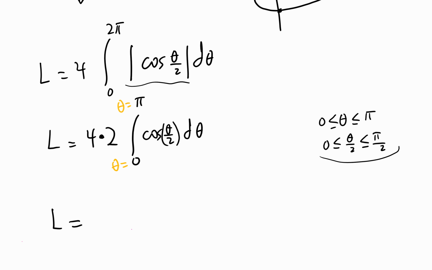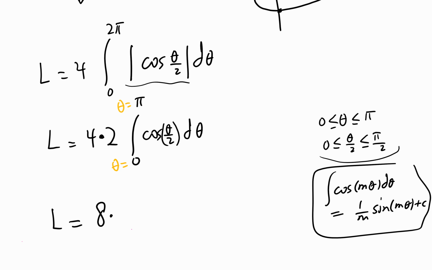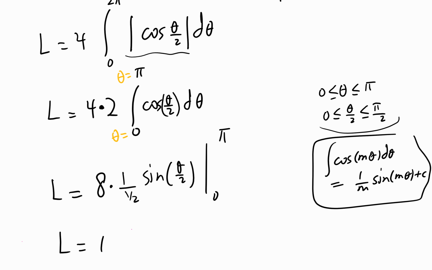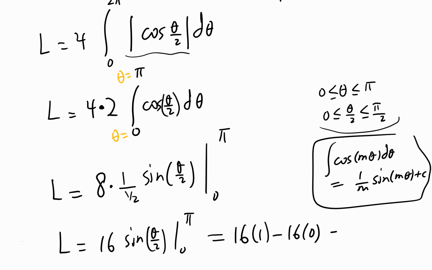Now we have 8 times, remember the shortcut for the integral of cosine m theta d theta. It's 1 over m sine m theta plus c. So here we do 1 over the half, sine theta over 2, from 0 to pi. That will give me 16 sine theta over 2 from 0 to pi. If we do the work, we're going to get 16 times sine of pi over 2, which is 1, minus 16 times 0. So the answer is 16.